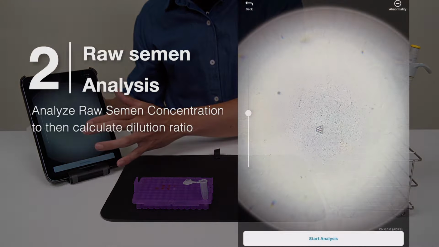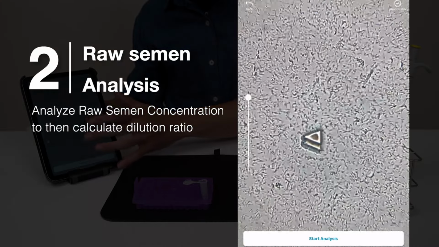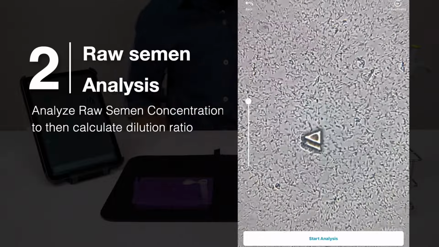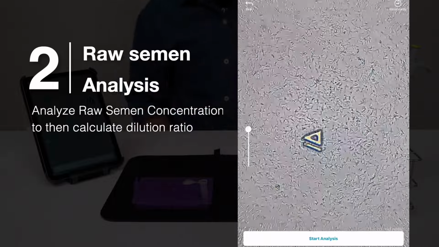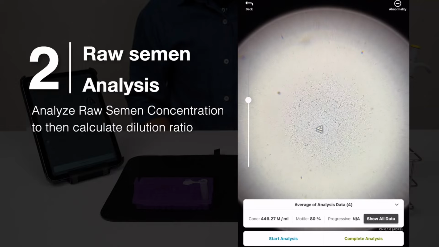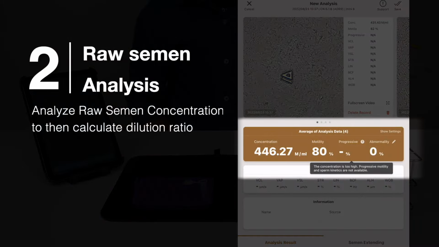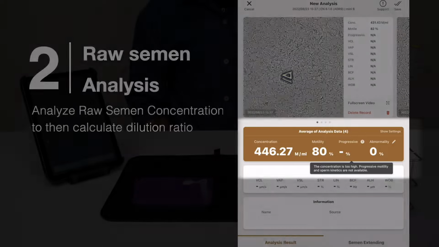Step 2. Raw semen analysis. The sperm cells are crowded, and they collide with each other. That makes it very difficult to analyze the real motility of each one of them. The analysis result page indicates that the raw semen is too concentrated, and should be lower than 75 million per milliliter, for the software to analyze sperm moving tracks, and to produce the readings of progressive motility.